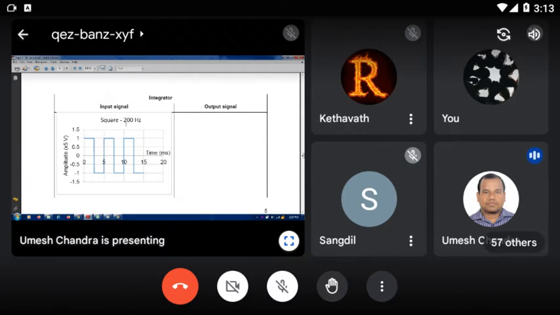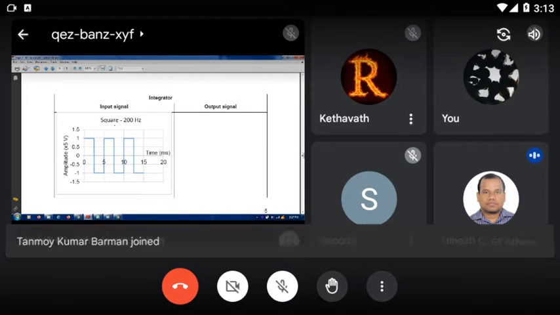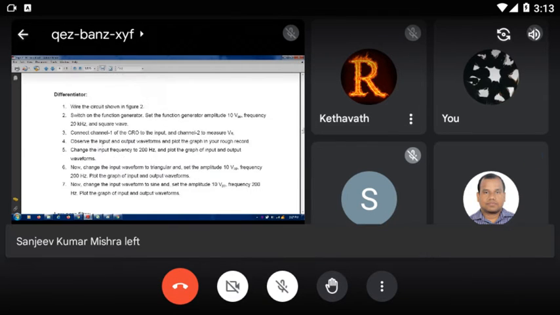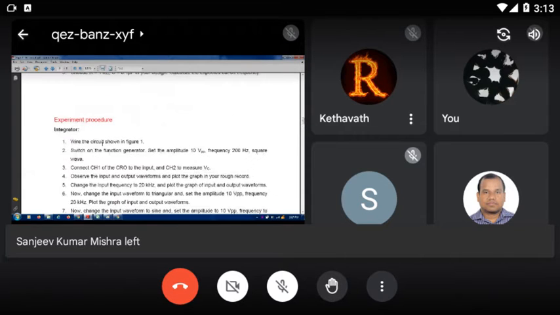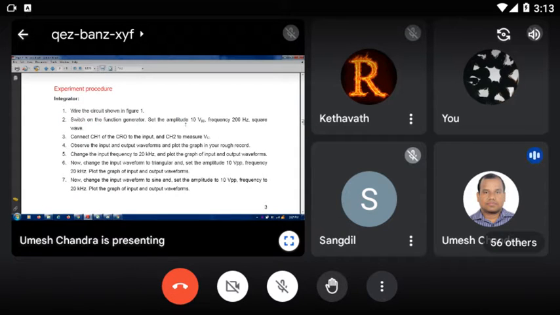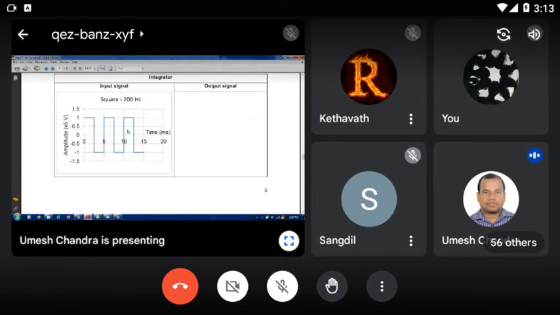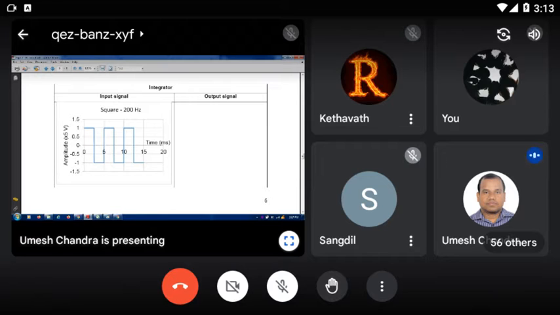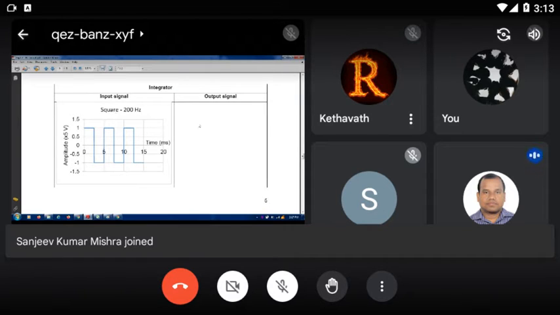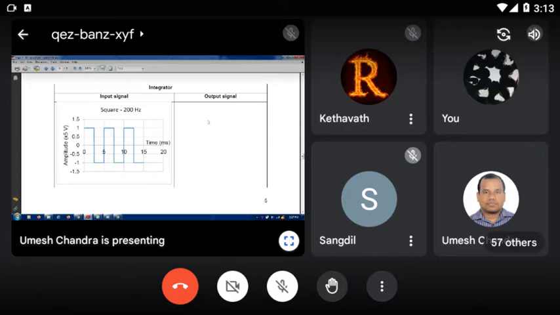When you give the 200 Hz square signal, then what is your output signal? This is your input signal. Frequency is 200 Hz. The amplitude is 10 volt peak to peak. First you give the 10 volt amplitude and 200 Hz square signal to the integrator circuit. Then after that, which signal is in your output? Here you just draw a triangle.